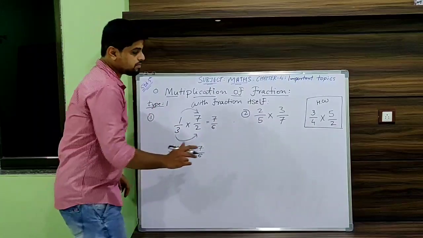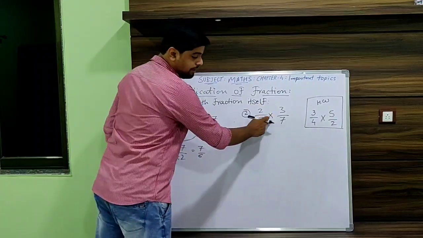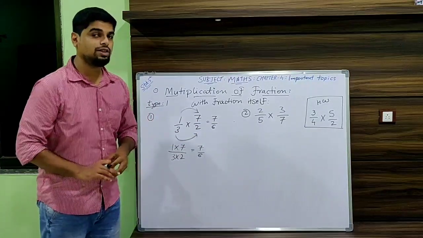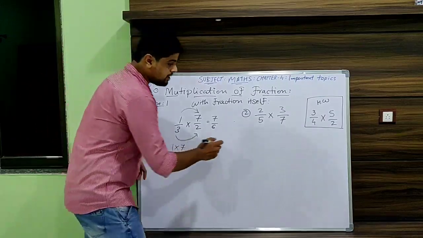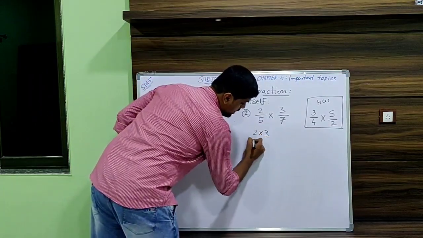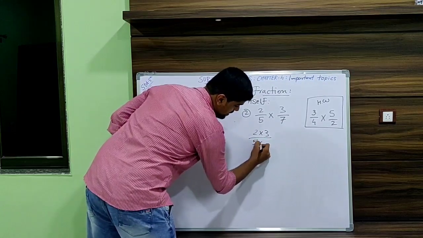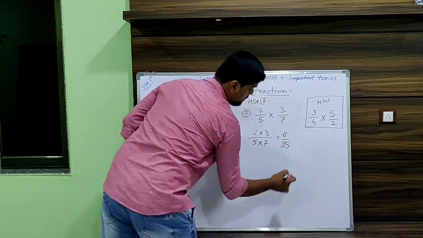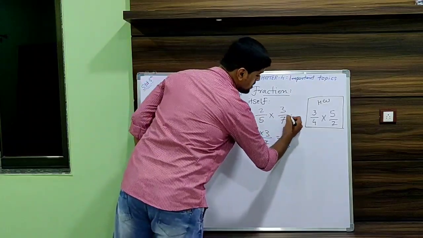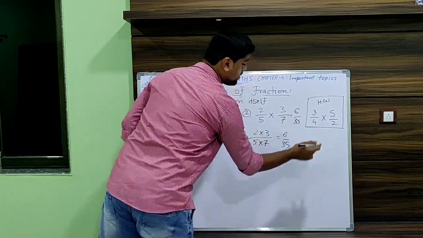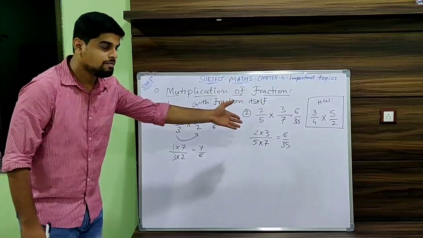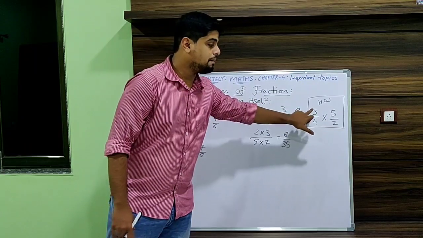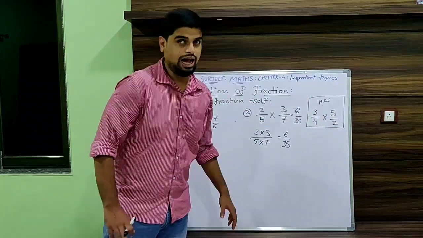Let's take another example. Here we have 2 by 5 multiplied by 3 by 7. So as I said, we directly multiply numerator with numerator and denominator with denominator. So 2 into 3 divided by 5 into 7. So 2 into 3 becomes 6 and 5 into 7 becomes 35. So the answer for this is 6 upon 35. Isn't it very simple? Yes, it's very simple. So for you, here is the homework. You have to multiply 3 by 4 and 5 by 2. I hope you can do that.